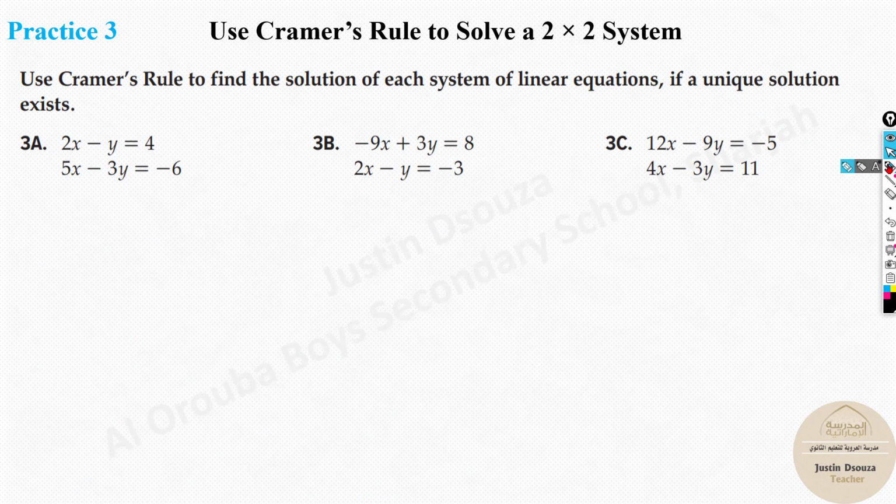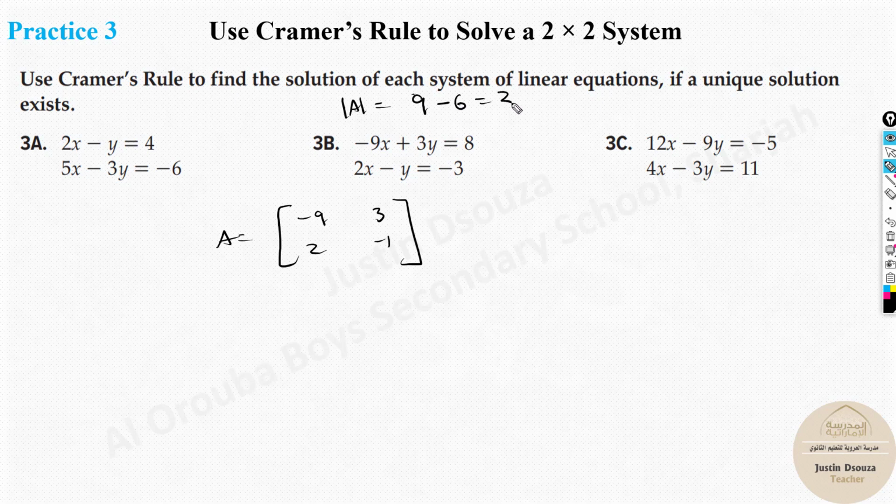Okay, let me just do one of these. I will do the middle one over here. So what we do is write the coefficients minus 9, 3, 2, minus 1. And that is x, y. We don't need to write this basically. Why? Because we are using the formula. Just the coefficients are enough. Okay, coefficient matrix A. Now let me find the determinant of that. That is negative 9 times negative 1 is positive 9, minus 2 times 3 is 6. The answer is 3. Determinant of A.